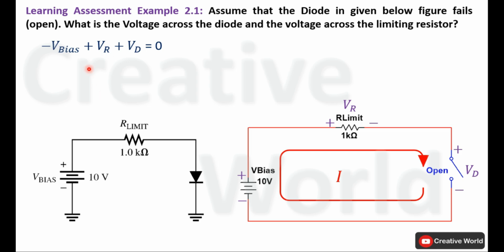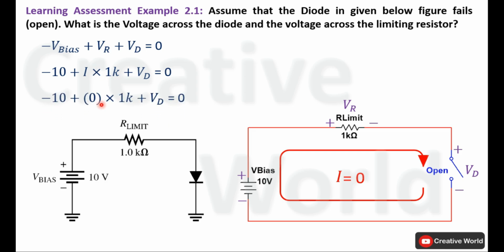Place values inside this equation. V bias is 10 volt and the value of VR is I multiplied by 1 kilo ohm. Voltage across the diode is taken as it is. Now if we observe, this is an open circuit, so current through this circuit will be 0 because of the open circuit. So we can place the value of current inside this equation. I will be 0 ampere. Now the equation is formed.